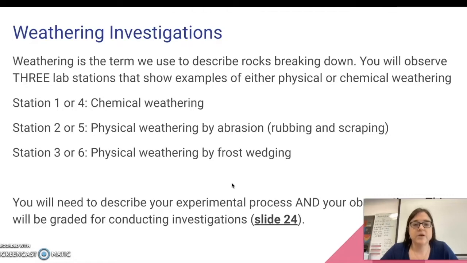You'll see all of these. And so for each step, you'll need to describe your experimental process and your observations. This is graded for conducting investigations.